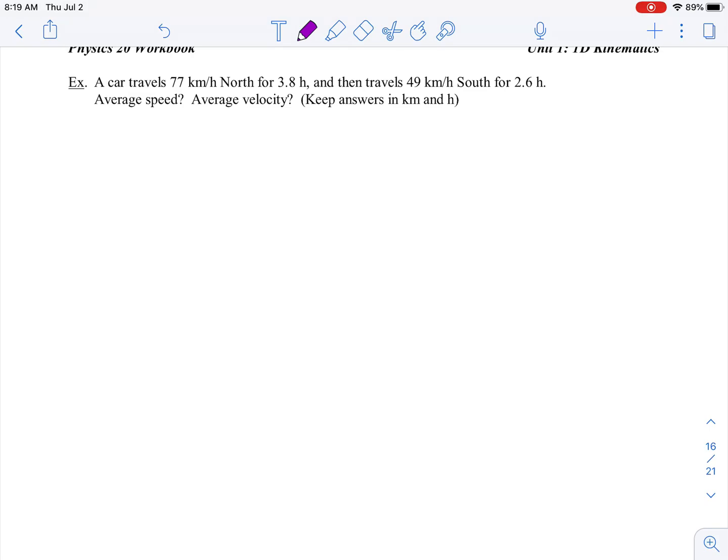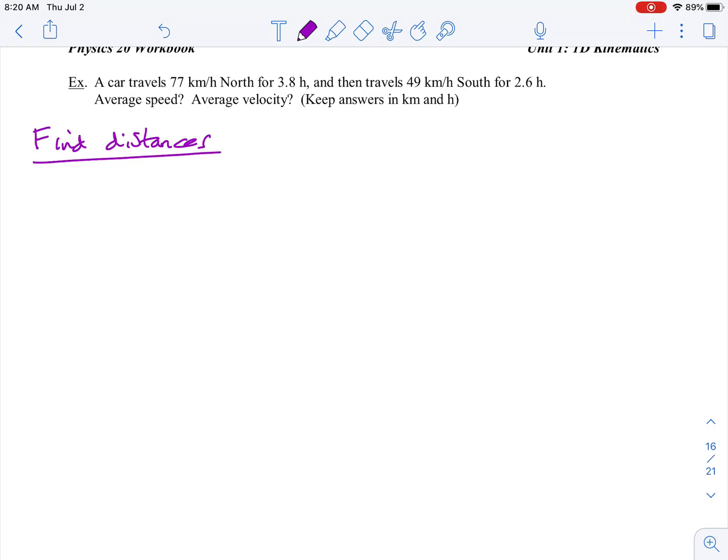Now, for this one here, when we're finding the average, you can't just simply take the 77 and the 49 and add them together and divide by 2. That does not work here. And you shouldn't think it would, because this question might be worth about 6 marks in total. It can't be that easy. The first thing you have to do is find the distances traveled for each leg. So that's what we're going to do first. We're going to find the distances.